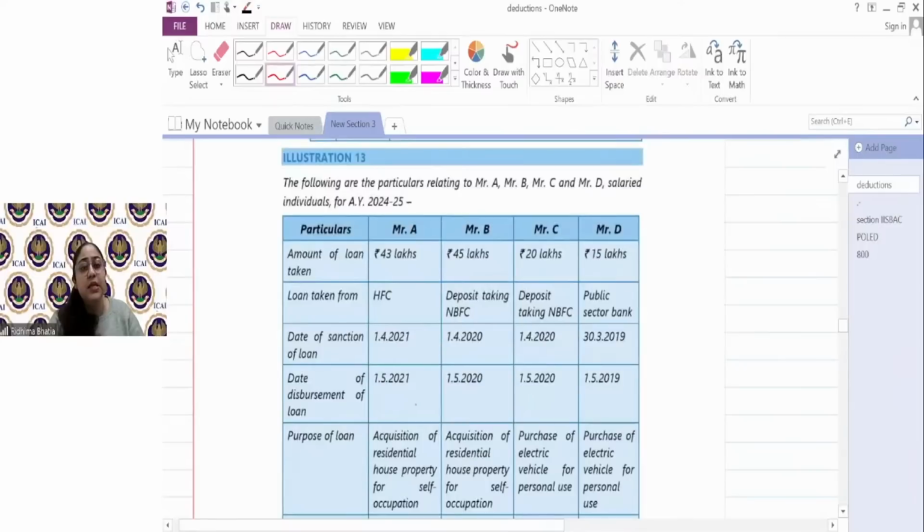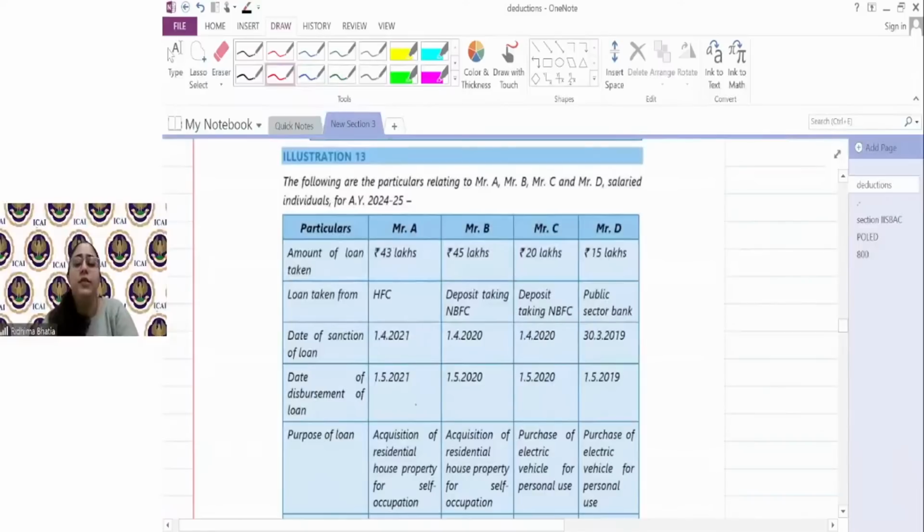Now all these interest questions we can do together for Illustration 13. It's a very beautiful question. Let's start. Focus, guys, please. This is a very, very important and a very nice question to cover.